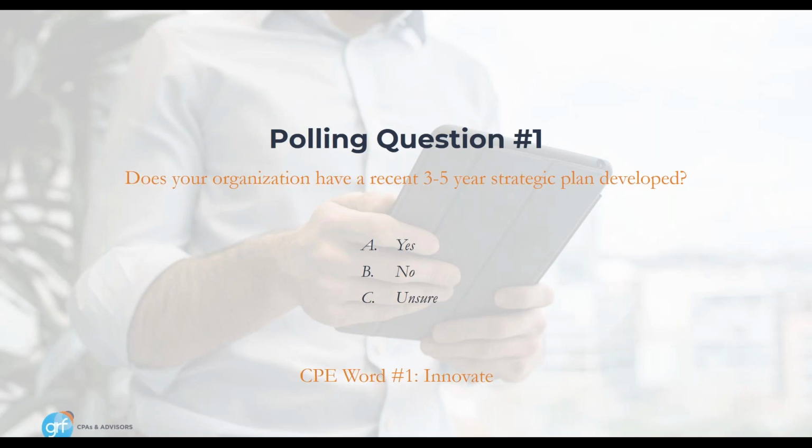Okay, turn it over to Yev to read the polling question here. Great, thanks, Melissa. So we've reached our first polling question, and our question is, does your organization have a recent 3 to 5 year strategic plan developed? Yes for A, B for no, and C for unsure.